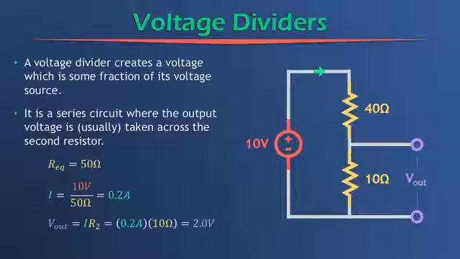Now, technically, we can also take the voltage across the 40 ohm resistor, and that would be 0.2 amps times 40 ohms, which would give us 8 volts. So as you can see, 2 volts and 8 volts would add up to 10 volts. So that makes sense, I hope. Alright, cool.